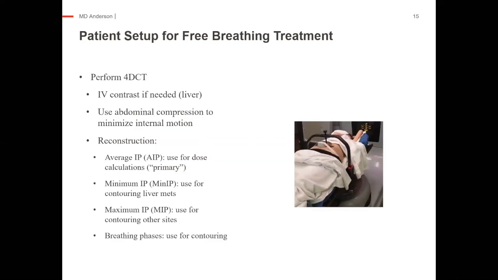If you're not wanting to do a breath hold technique, and you want to treat the patient with free breathing, it's a good idea to evaluate if you need to do abdominal compression to minimize your internal motion. So you're going to do your 4D CT with the abdominal compression applied. The same thing as before, you create your reconstructed average intensity, and minimum intensity projection for liver or your MIP for other sites. And you'll use your breathing phases for contouring as well.